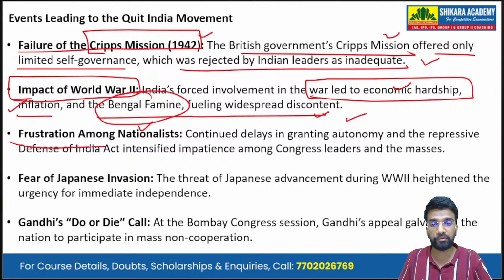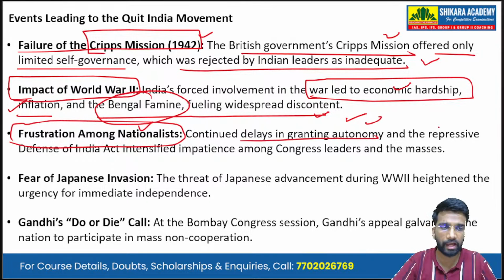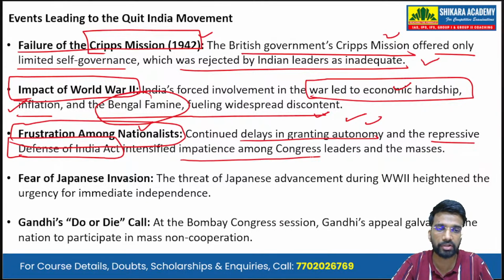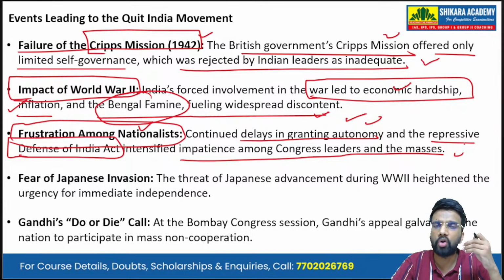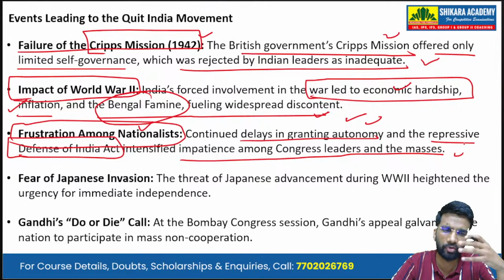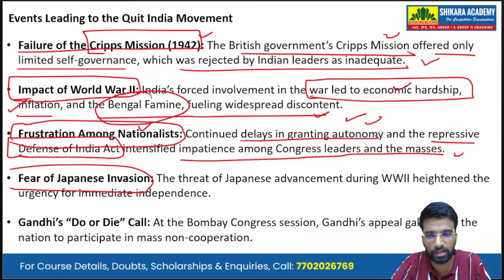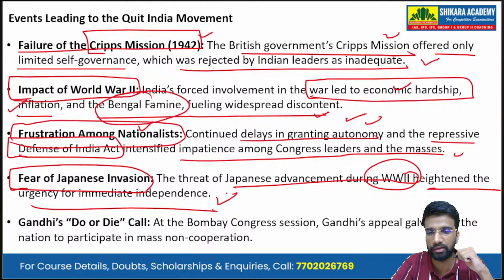Then there was frustration among the nationalists. Continued delays in granting autonomy, as well as the repressive Defense of India Act, intensified impatience among the Congress leaders and the masses. So the Congress leaders, the nationalist leaders, as well as the Indian masses, all of them were becoming impatient. There was a feeling of widespread discontent. Then there was fear of Japanese invasion. The threat of Japanese advancement during World War II heightened the urgency for immediate independence.